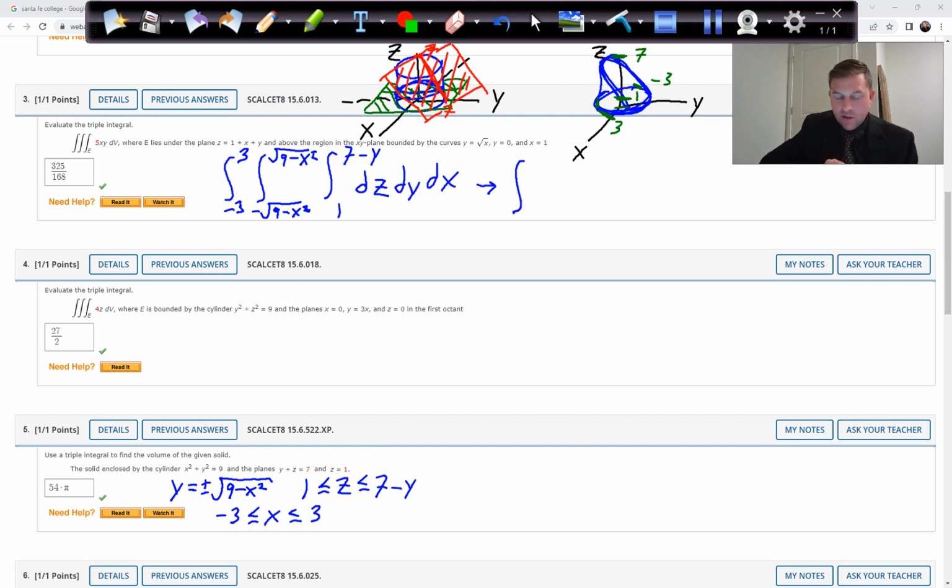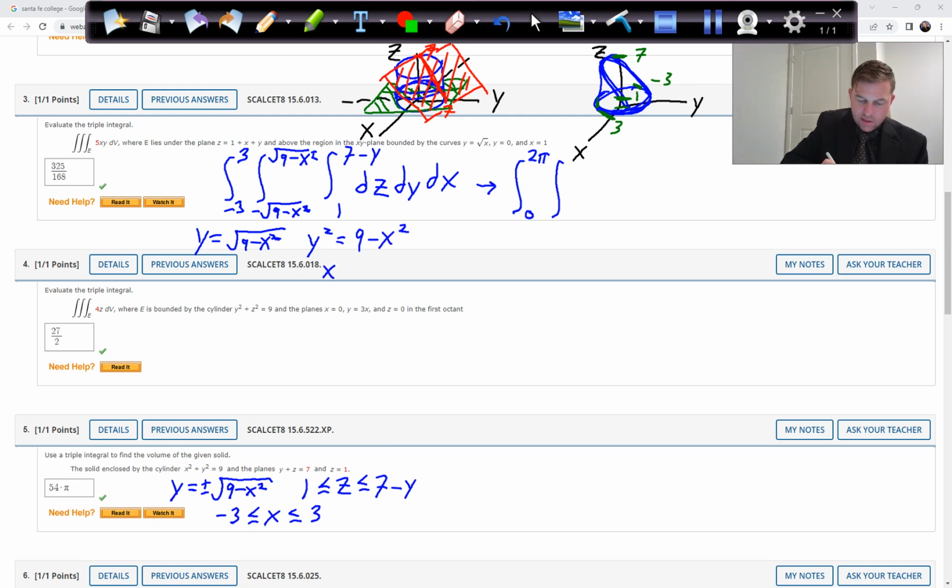So we are going to change this. x is now going to become theta. So if I imagine for the x, I'm going all the way around a circle. So we're going to make this 0 to 2 pi. Y is going to be governed by this circle. So we can say y equals the square root of 9 minus x squared, therefore square both sides, y squared equals 9 minus x squared, add x squared to both sides, x squared plus y squared equals 9. Well, this is the same as saying r squared equals 9 or r equals 3. So the radius is going to go from 0 to 3.